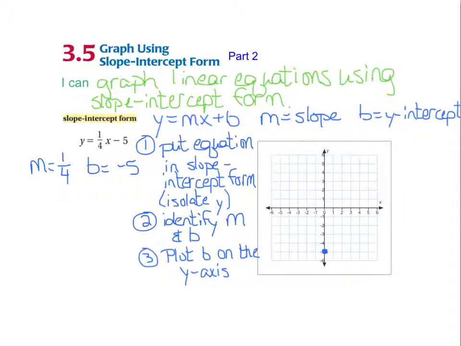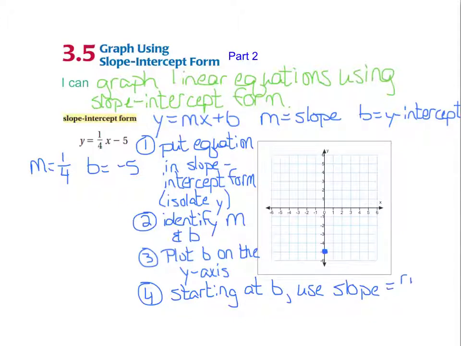Now, how many points do we have to have to say we have a line? We've got to have at least 2. I'm going to tell you to put 3 if there's room. Here's how you get your other points. You're going to start at the y-intercept, and you're going to use the slope, which we've said is rise over run, to find other points.